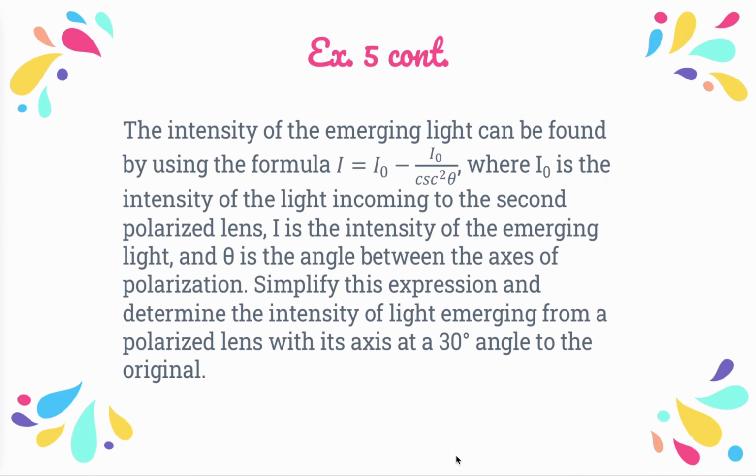The intensity of the emerging light can be found by using the formula I equals I0 minus I0 over cosecant squared theta, where I0 is the intensity of the light incoming to the second polarized lens, I is the intensity of the emerging light, and theta is the angle between the axes of polarization. Simplify this expression and determine the intensity of light emerging from a polarized lens with its axis at a 30-degree angle to the original.